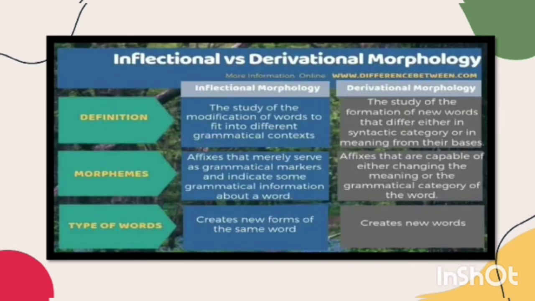So the difference between inflectional and derivational morphology is shown in the picture. The study of modification of words to fit into different grammatical contexts is called inflectional morphology. The study of formation of new words that differ either in syntactic category or in meaning from their base is called derivational morphology. Affixes that merely serve as grammatical markers and indicate some grammatical information about a word are inflectional morphemes. Affixes that are capable of either changing the meaning or the grammatical category of the word are called derivational morphemes. Inflectional morphemes create new forms of the same word, and derivational morphology creates new words.